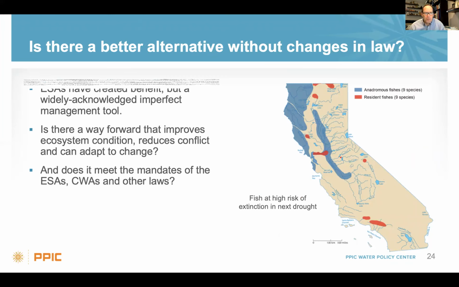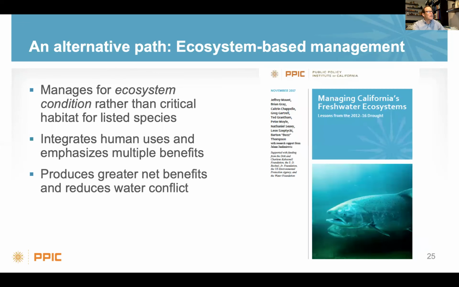So is there a better alternative to the law? I think the ESA is widely acknowledged as an imperfect tool. Is there a way that we can actually anticipate future listings and manage more broadly, and that still meets the mandates of the Endangered Species Act and Clean Water Act and other laws? So we published this paper a little while ago. Actually, no, this particular paper that I'm showing here was back in 2017. There's another one following that in 2019, which might be worth looking at.